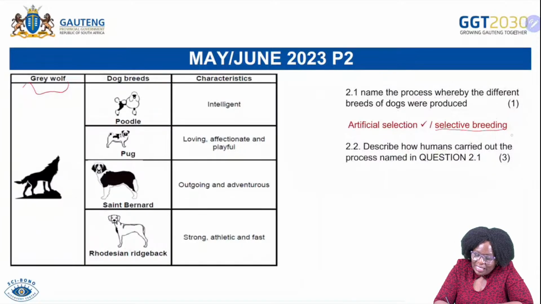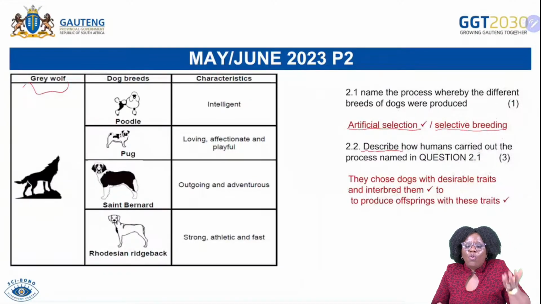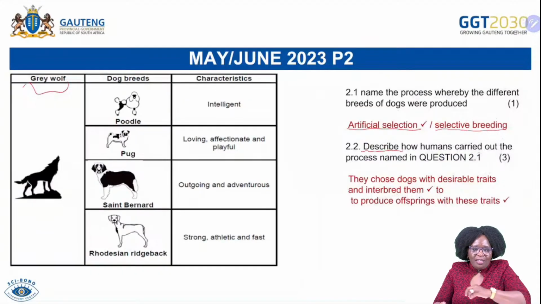Describe how humans carried out the process named in question 2.1. You are now going to describe how humans carried out this process of artificial selection. So let's see how they carried out this process. They chose dogs with desirable traits and interbred them. So firstly, you must know what you want. You cannot be a scientist that just goes and takes anything and says, I'm trying to get something that you don't even know. So they chose dogs with whatever desirable traits that they wanted.